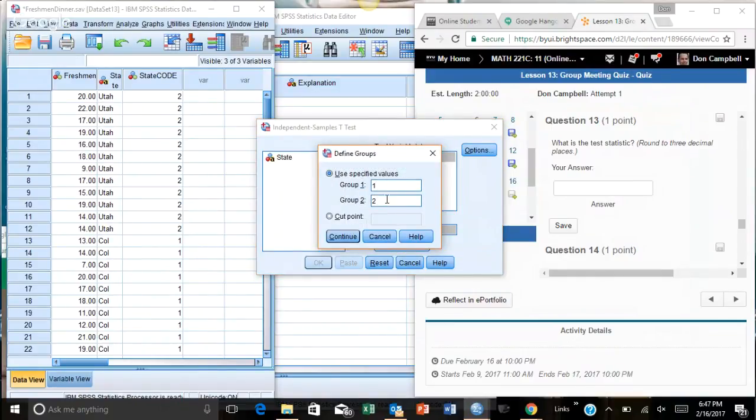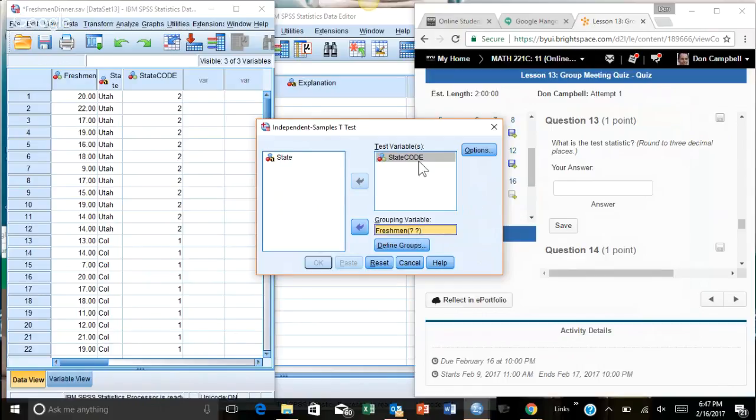Wouldn't the grouping variable be state though? Yeah, because that's the one that changes, whether how many do it in one state or how many do it in the other. So I think the test variable would be freshman. They're all freshmen. Okay, because those are the numbers. The freshmen are in the group. Okay, and then I believe state is the grouping variable.